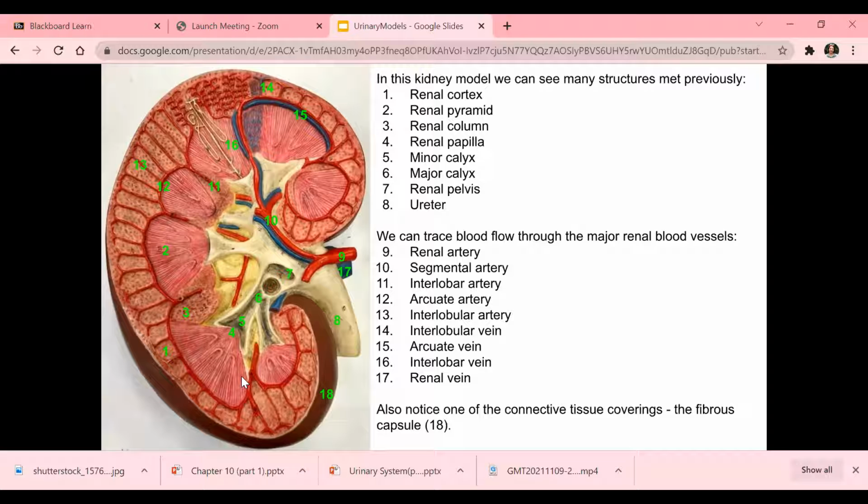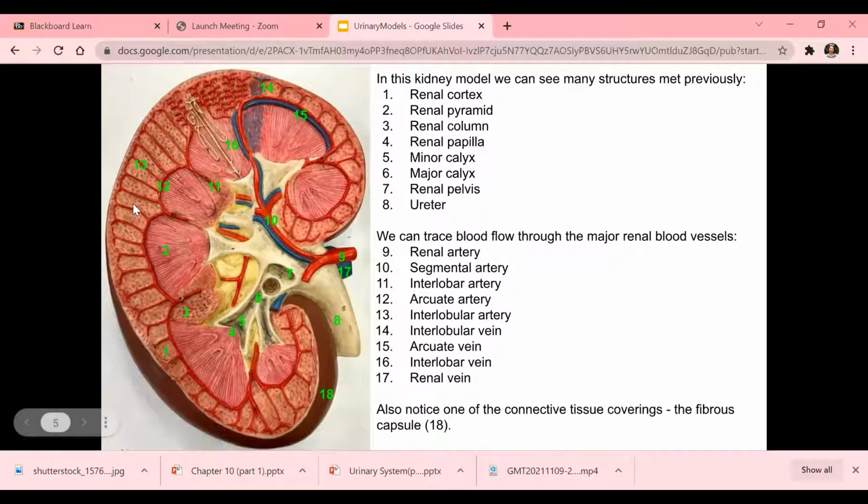In this picture, you can see the coronal section of the kidney. First, I want to talk about the anatomy of the kidney, and after that, I will talk about the blood vessels for you. In the kidney anatomy, you can see the capsule which cover your kidney from outside. This is the fibrous capsule.